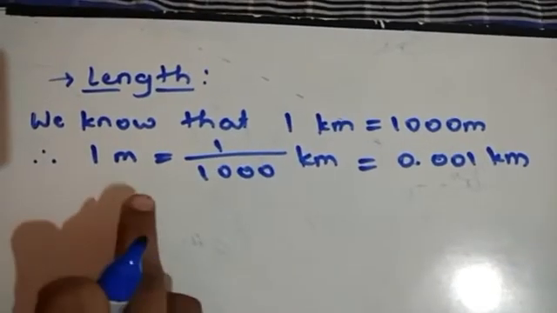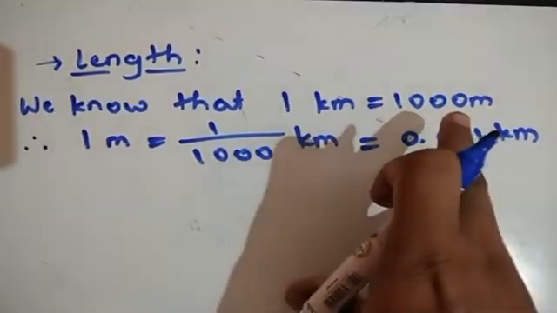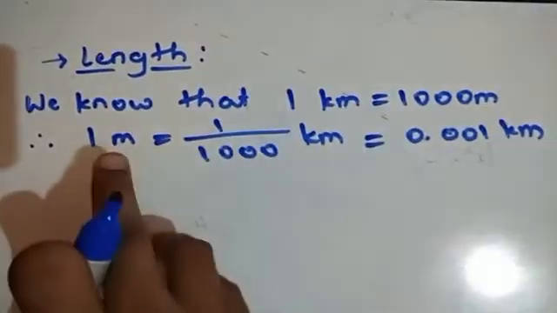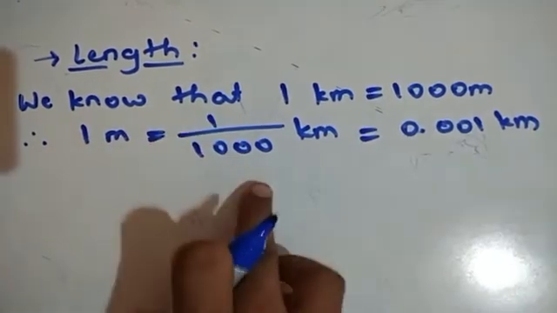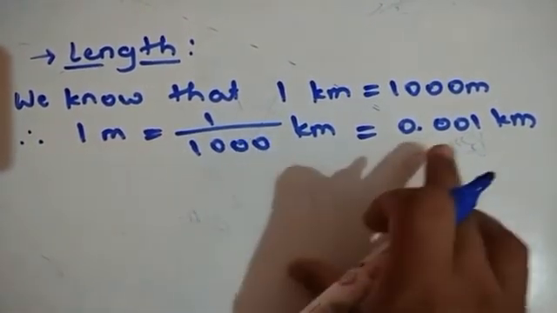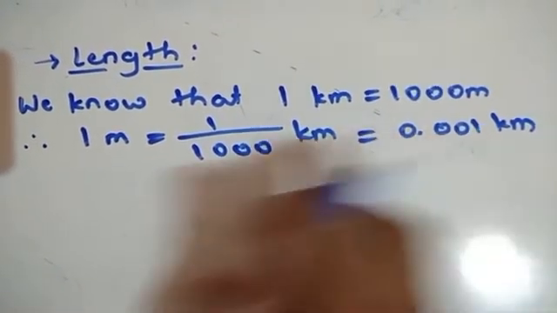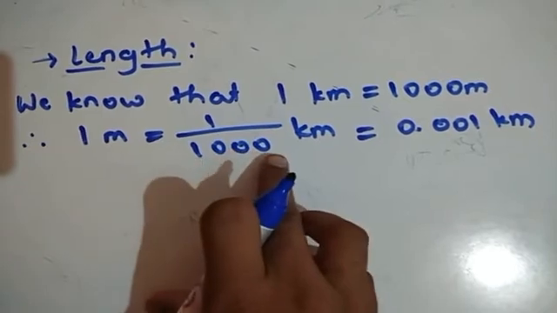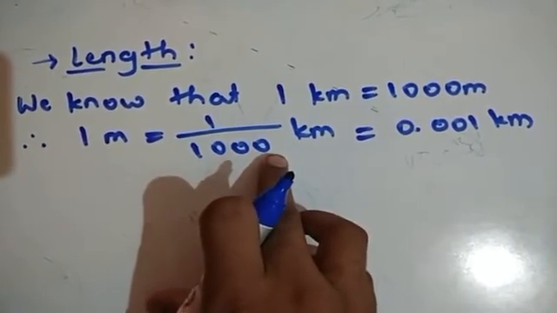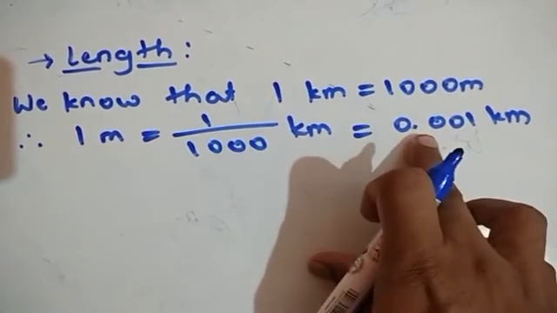Next we will discuss about length. We know that students, 1 kilometer is equal to 1000 meter. Yes or no? Then 1 meter is equal to 1 upon 1000 kilometer. Now 1 upon 1000 can be written in decimal form as 0.001. Here 3 zeros we have in the denominator. So write the numerator as it is and before 3 digits put the decimal point. You will get its answer.